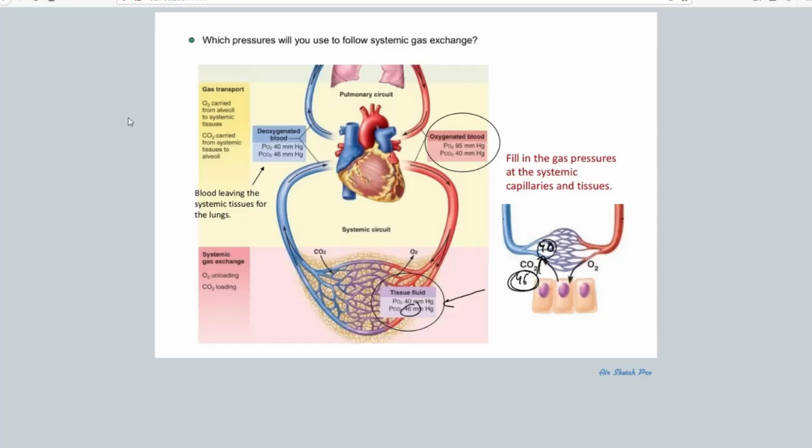All right, so then we have the exchange of those gases there. Oxygen moves to the tissues, carbon dioxide moves to the blood, and those are exchanged until equilibrium is reached. And then the blood coming out of those systemic capillaries is now deoxygenated. We went in with 95 millimeters of mercury of oxygen, and we go out with 40 because we dropped a lot of it off. What about for carbon dioxide? We went in with 40 millimeters of mercury, and now we leave with 46 because that's what we picked up.